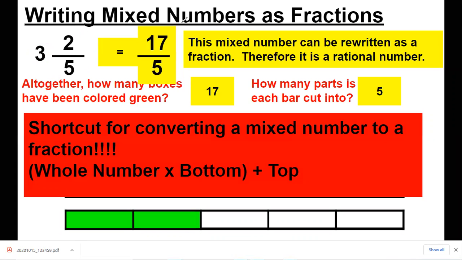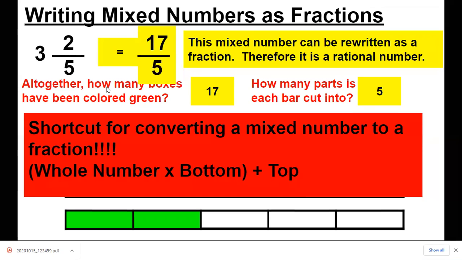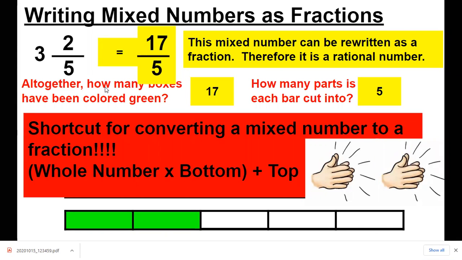So I have a song for that. Whole number times the bottom plus the top, clap, clap. Whole number times the bottom plus the top, clap, clap. So that might help you to remember it.